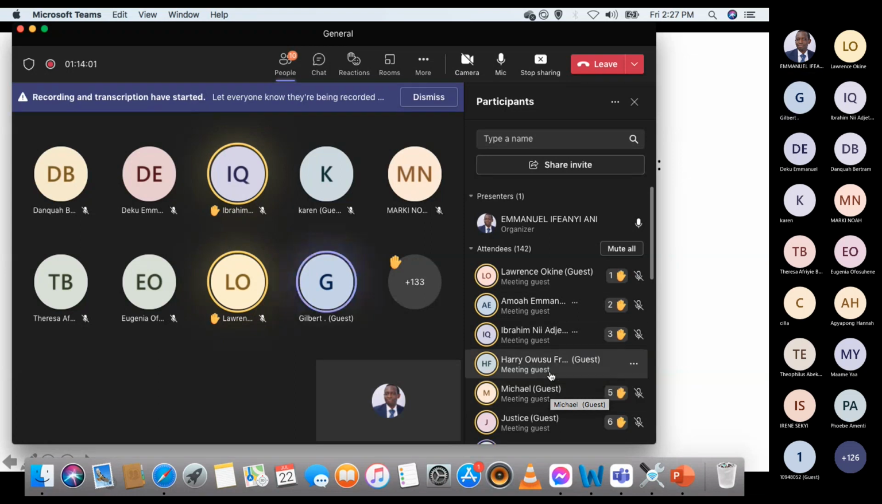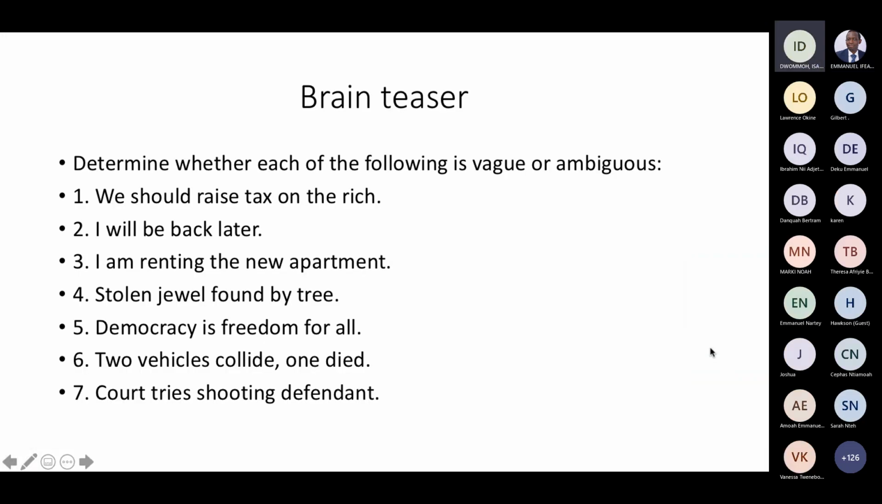Yes. Go ahead. Sir, please, I think I am renting the new apartment is ambiguous, for the reason that, okay, it would be that the person has an apartment he or she wants to rent out to people, or there is a new apartment somewhere the person wants to rent and use. It has 2 meanings.